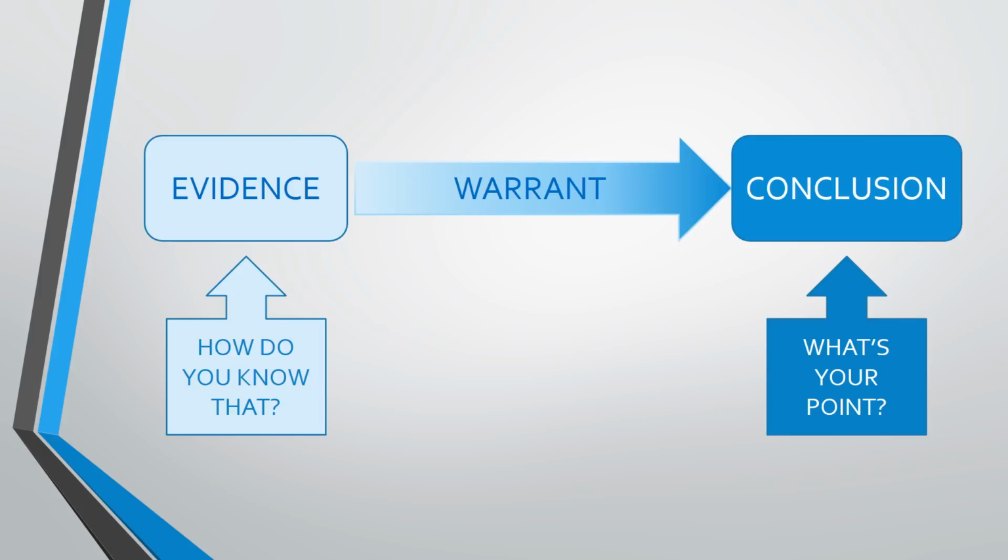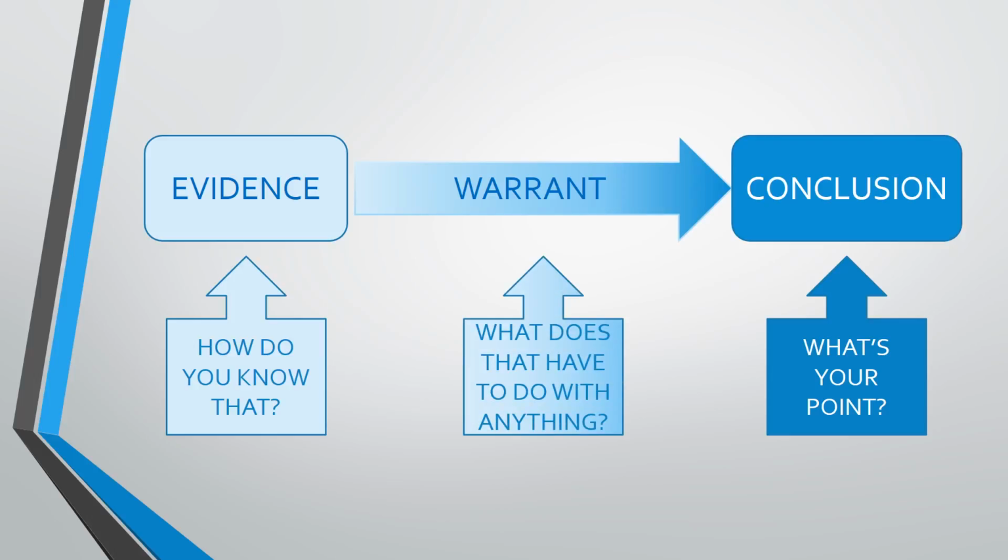So we've got conclusion and evidence. Now we have to go after the warrant. To get at the warrant, we ask of the evidence, what has that got to do with anything? In other words, why should that make me believe the conclusion? Why should the evidence make me believe the conclusion? What's the connection between the evidence and the conclusion? Or to put it all more succinctly, so what?